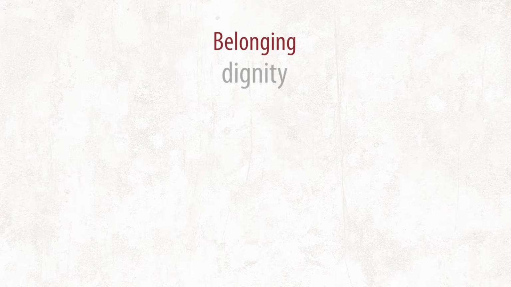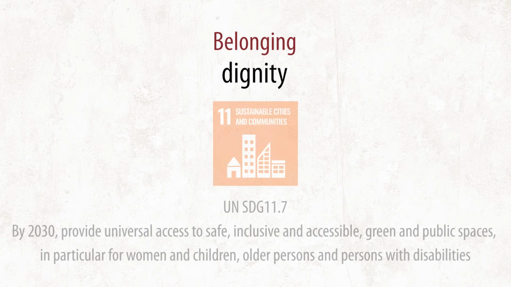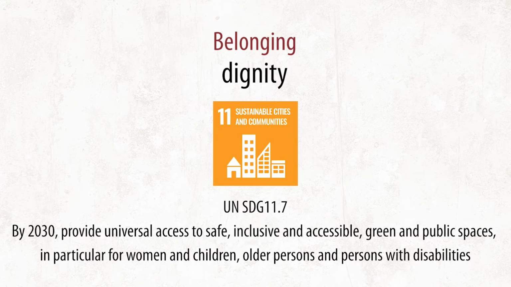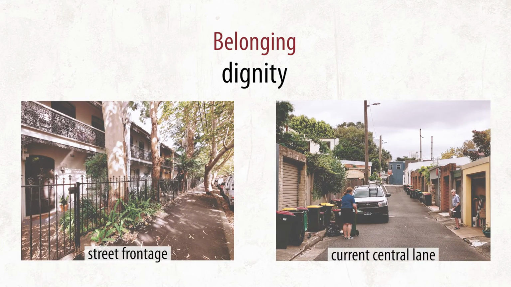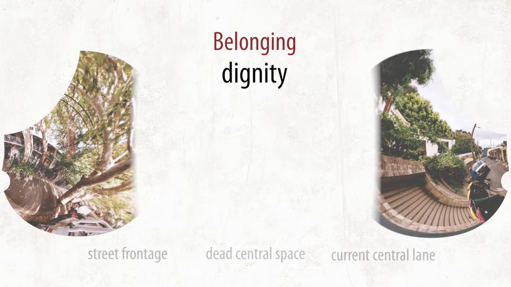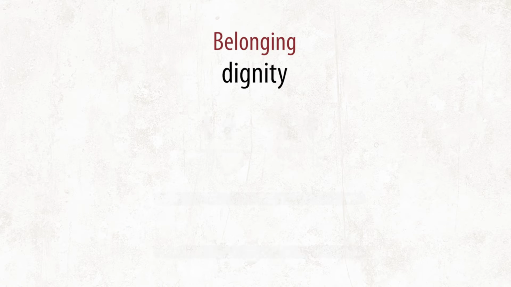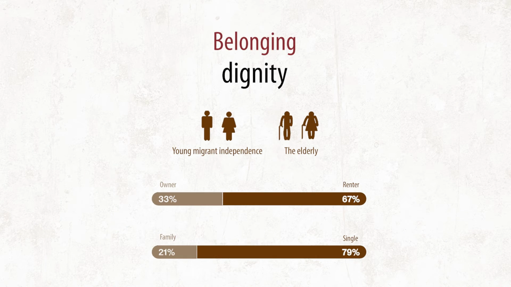In the part of dignity, we would like to address SDG 11.7, which is about providing universal access to public spaces. Compared to the street frontage, the current central laneway between 2 rows of houses is occupied by temporary additional volumes used for storage or the pile of garbage, leaving the land to waste. The occupants in this community consist of the elderly and young migrant independents without nearby families. They are lacking social ties and their average living standard is not particularly high.